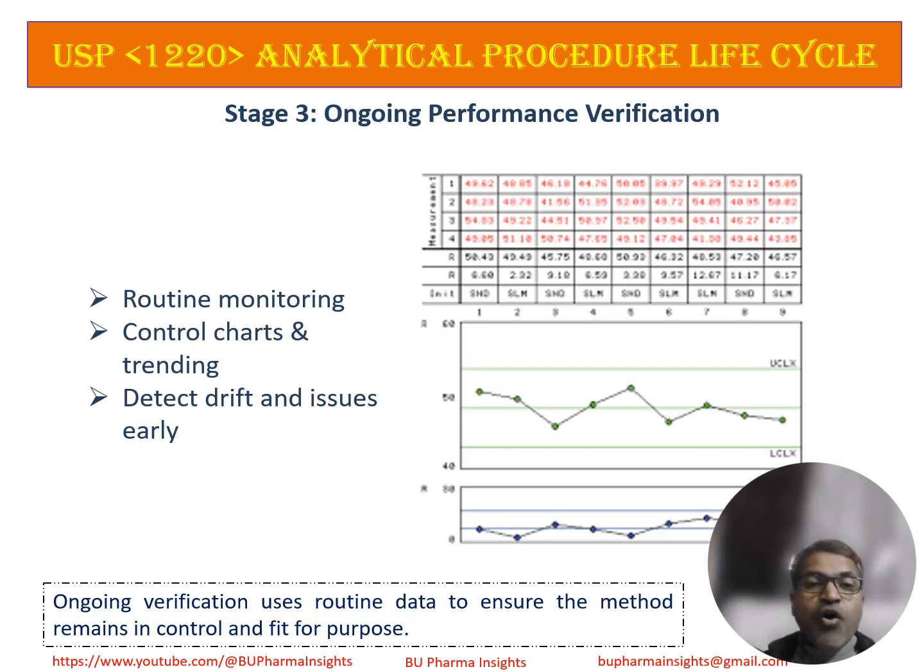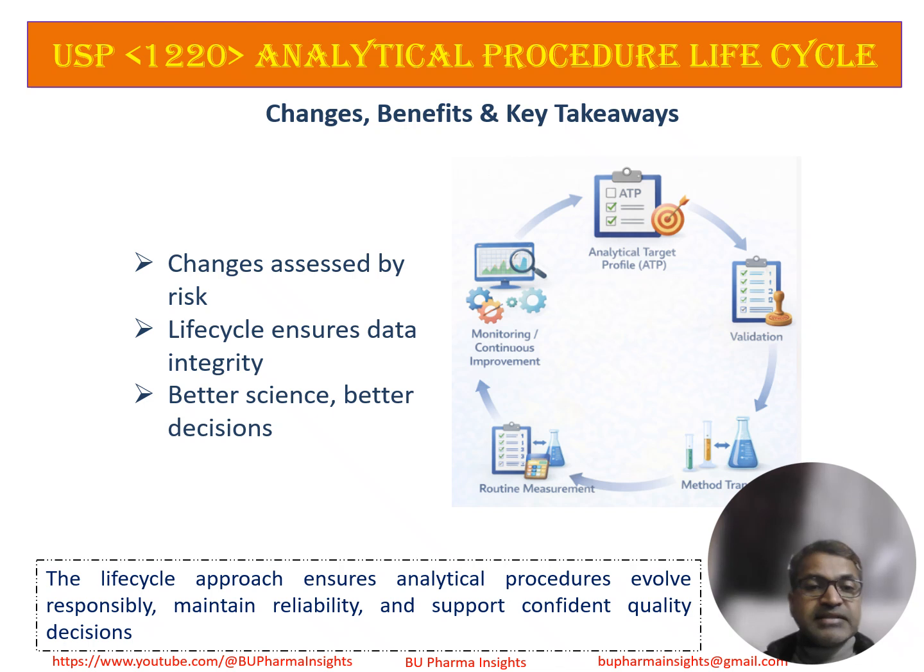Stage 3, Ongoing performance verification. Routine monitoring, control charts, and trending. Early detection of drift and issues. Ongoing verification uses routine data to keep the method in control and fit for the purpose. Proactive, not reactive. Changes are assessed based on risk.